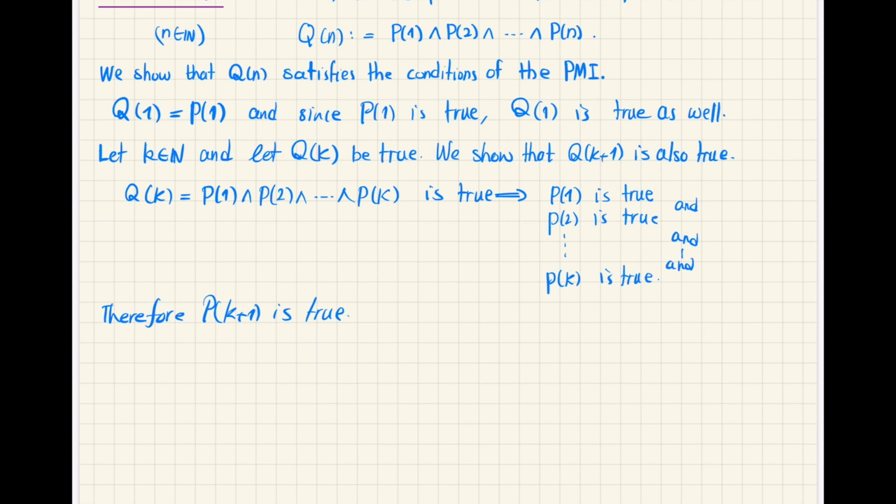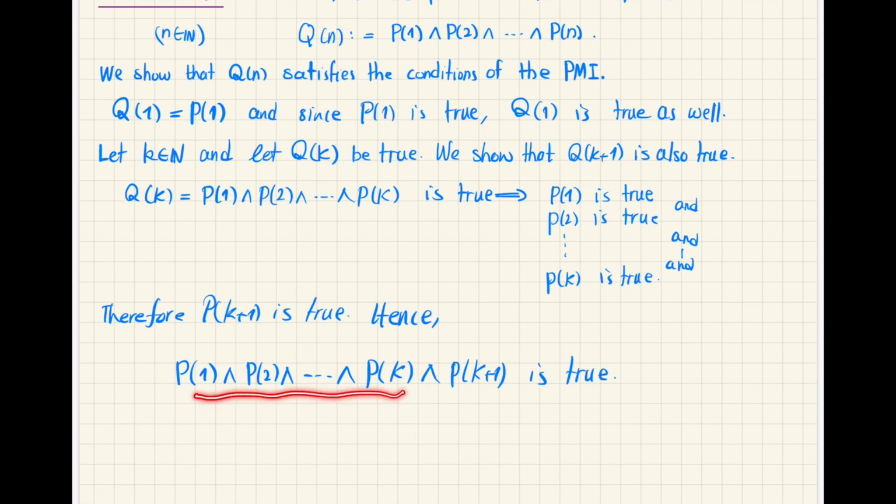So therefore, hence, the conjunction P of 1 and P of 2 and up to and P of k, and now I can add this one as well, is true. Yes? So I knew that all of them were true. Now I realize that this is also true. So the conjunction of all of them is true. But if I ask you what is this, the answer is Q of k plus 1. This is the definition of Q of k plus 1. So I realized that the inductive step for Q of n, this new predicate, also works.